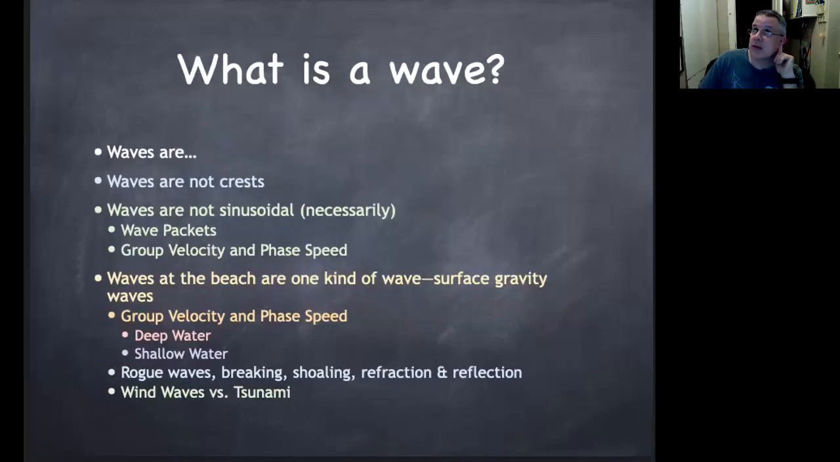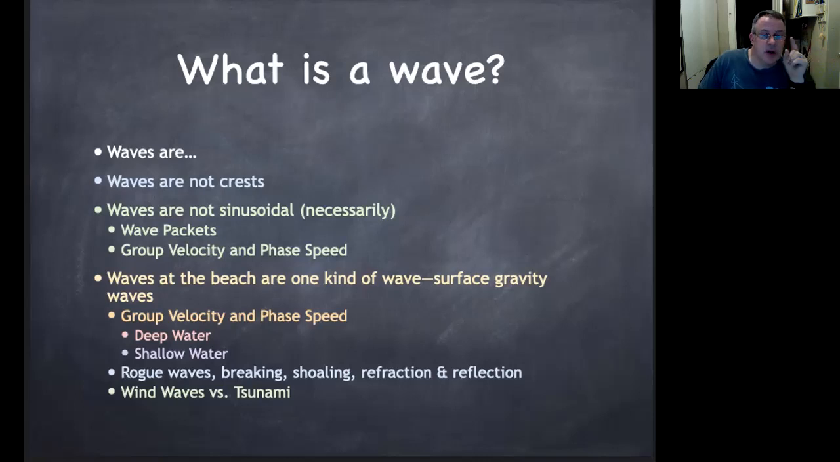Well, maybe you can think about what a wave is not. They are not crests, not those high parts above the water that are moving. That's just part of the wave. They're not sinusoidal necessarily. There are packets of waves, a fixed number of crests and troughs. And the group velocity and phase speed are related. The group velocity is related to the propagation of the packets. The phase speed is related to the propagation of the crests and troughs.